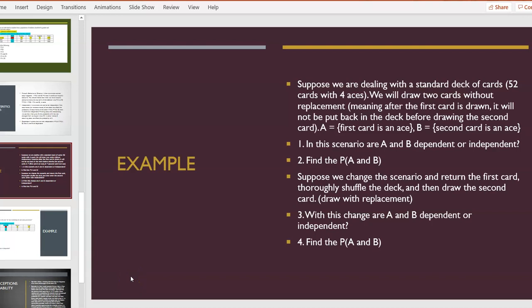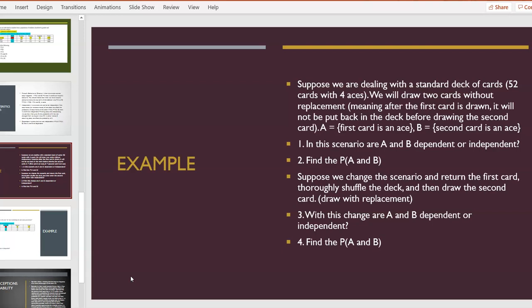So suppose we're dealing with a standard deck of 52 cards with 4 aces in it, and we're going to draw 2 cards without replacement. That means that we're going to draw the first card and we're not going to put it back into the deck before we draw the second card. And we want to know, A, is the first card an ace, and B, is the second card an ace. In this scenario, are A and B dependent or independent?